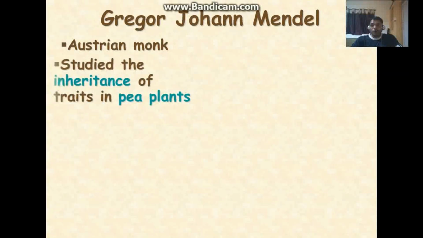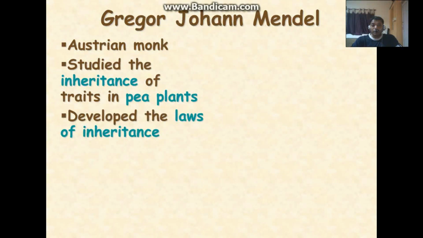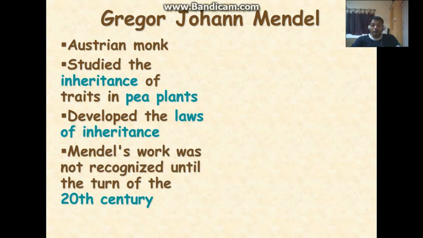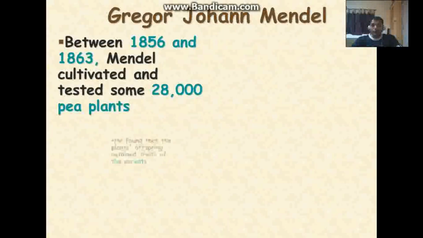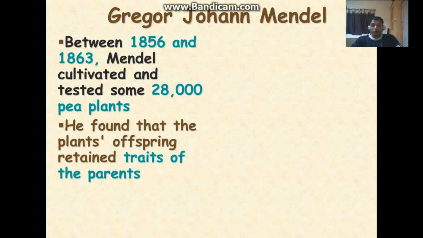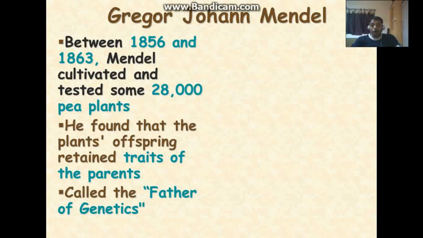Mendel was an Austrian monk. He was the one who studied the inheritance of traits in pea plants. He developed laws which described the patterns of inheritance which formed the basis of the genetics that we know now. Mendel's work was not recognized until the late 20th century. He worked mostly on pea plants and then tested them and found different hypotheses which formed the basis of the Mendelian genetics that we know now. So he is called the father of genetics.